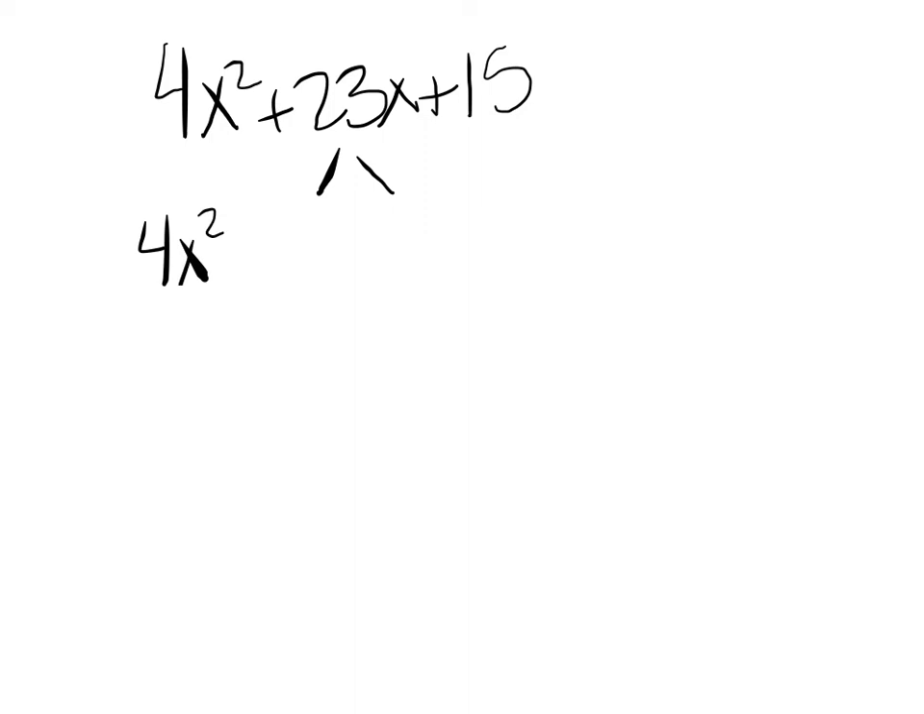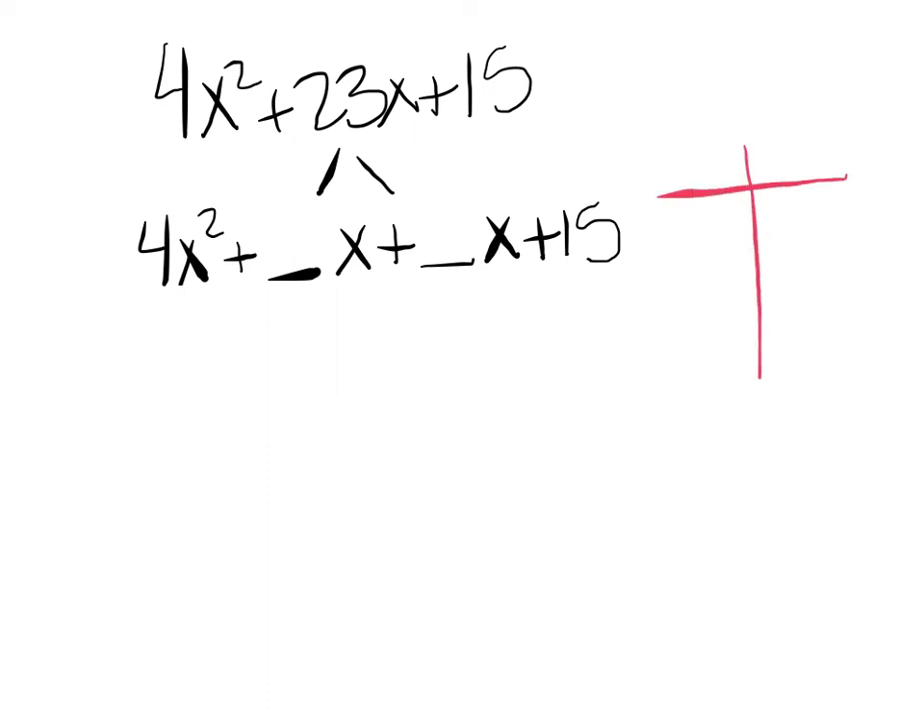So we get 4x squared plus something times x plus something times x plus 15. Now we need to find out what those blanks are, what those somethings are. And those somethings we know are going to add to be 23 because that's what I'm splitting up. And they're going to multiply to be the product of the other 2 numbers in the problem. 4 times 15, which is 60. So we're looking for numbers that multiply to be 60 and add to be 23.